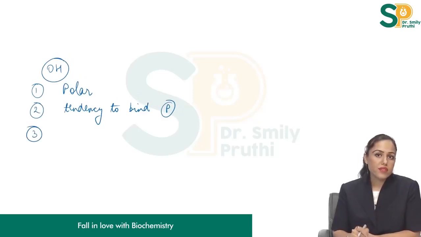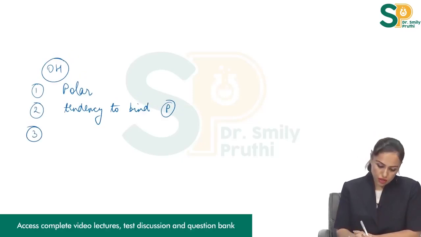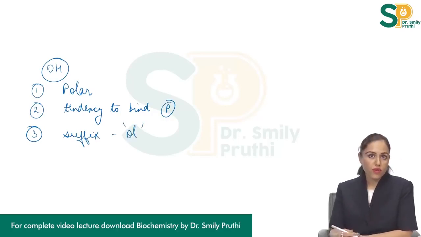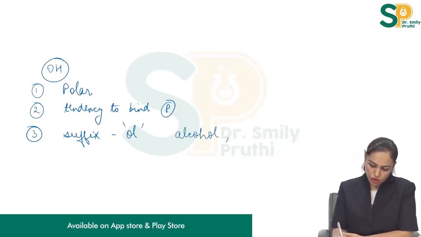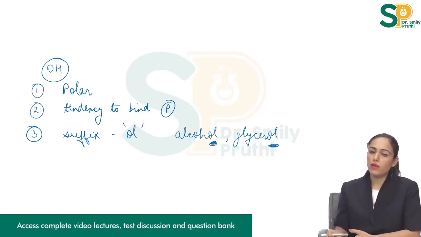Now the number 3 point is that whenever a compound has OH, then the suffix used is ol. The suffix is ol, that is ol written at the end of a compound, that means it has OH. For example, alcohol, glycerol, you can see ol written at the end. So that means it has OH, that means it is soluble in water, having a polar component.